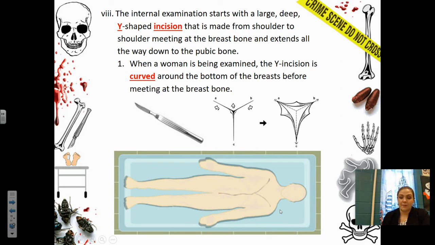When a woman is being examined, the Y incision is curved around the bottom of her breast before cutting into the breastbone. So if we were to cut just straight down, for most women, that would be cutting into their breast tissue. So most of the time, instead of going straight, they're going to go around.